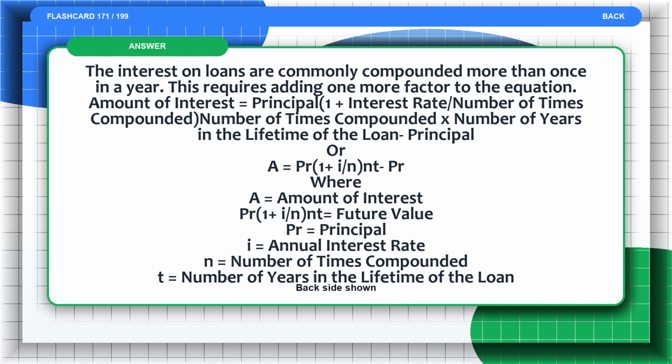The answer is, the interest on loans is commonly compounded more than once in a year. This requires adding one more factor to the equation. Amount of interest equals principal x (1 plus interest rate divided by number of times compounded)^(number of times compounded x number of years in the lifetime of the loan) minus principal, or AI equals PR(1 plus I/N)^(NT) minus PR, where AI equals amount of interest, PR(1 plus I/N)^(NT) equals future value, PR equals principal, I equals annual interest rate, N equals number of times compounded, T equals number of years in the lifetime of the loan.